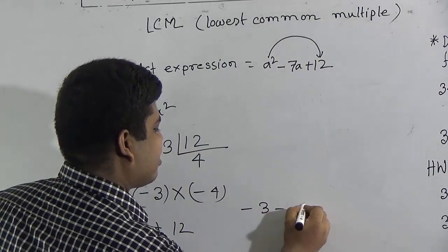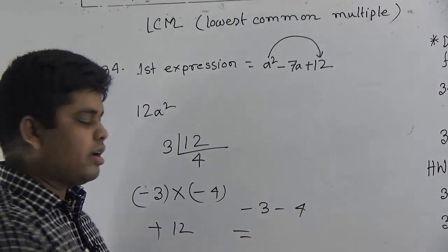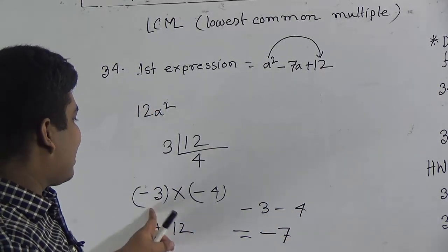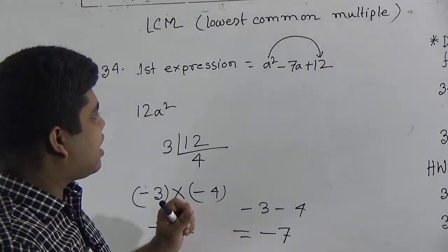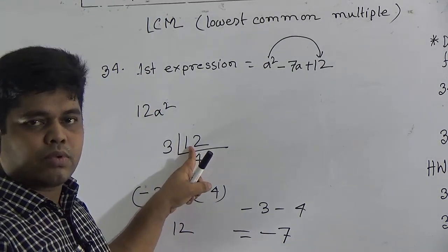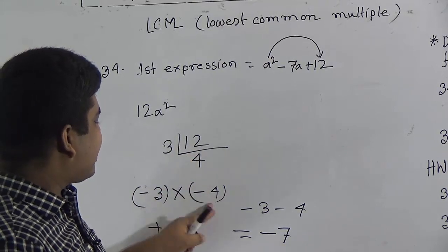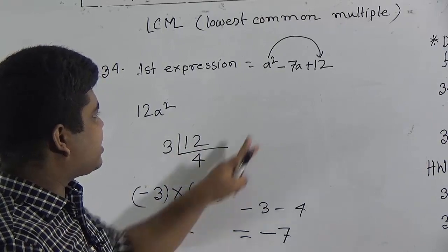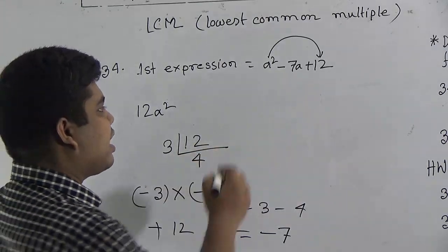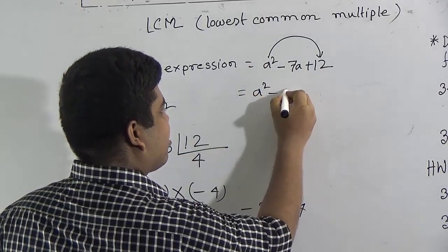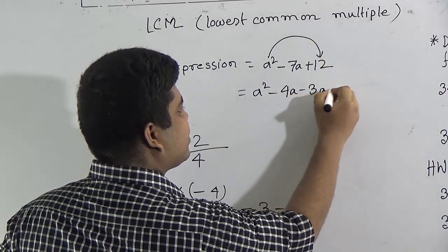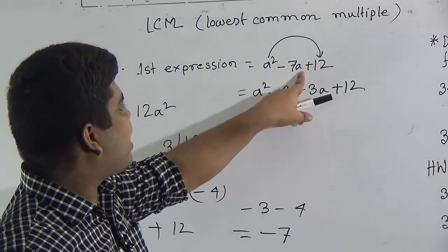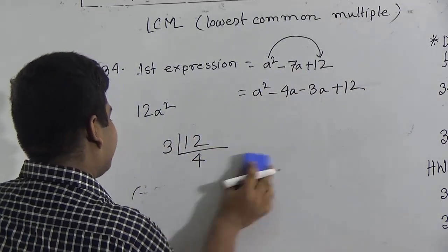Again minus 3 minus 4. If we add these two numbers, then we get minus 7. So minus 3 and minus 4 are the factors of 12. If we multiply these two, we get 12. If we add these two, then we get minus 7a. So we write here a square minus 4a minus 3a plus 12. I hope you understood how to break minus 7a into two numbers.